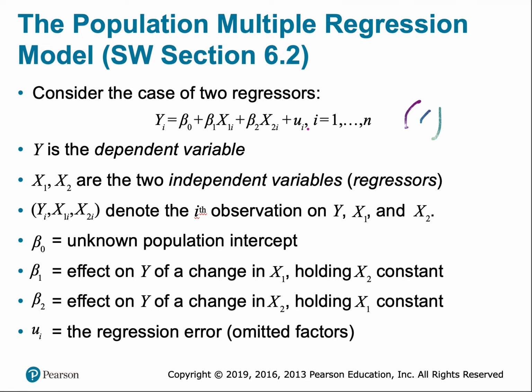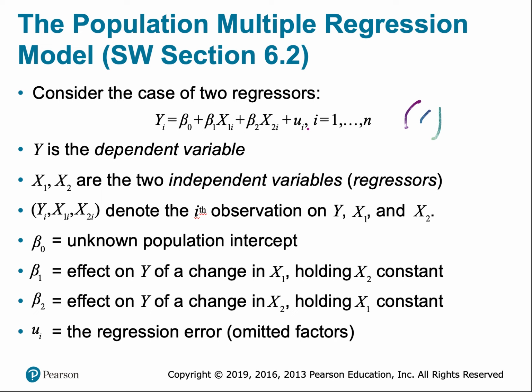Beta naught is the unknown population intercept. Beta 1 is the effect on y of a change in x1 holding x2 constant. Typically we think of the change in x1 being a 1 unit change. Beta 2 is the effect on y of a change in x2 holding x1 constant. And ui is our regression error. These are the omitted factors.